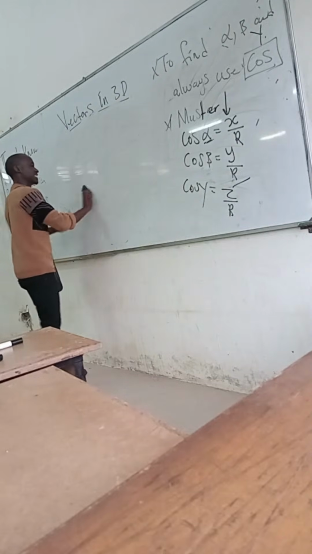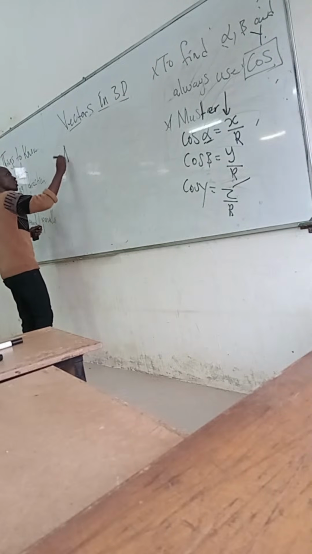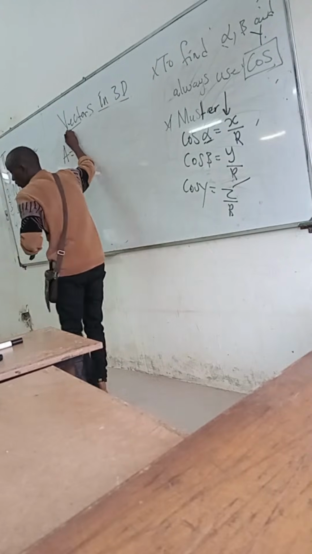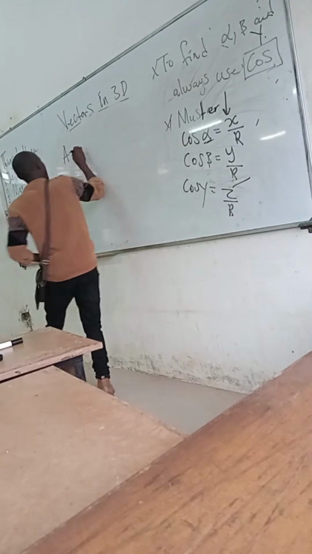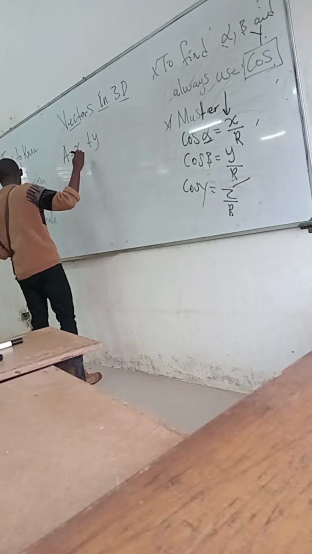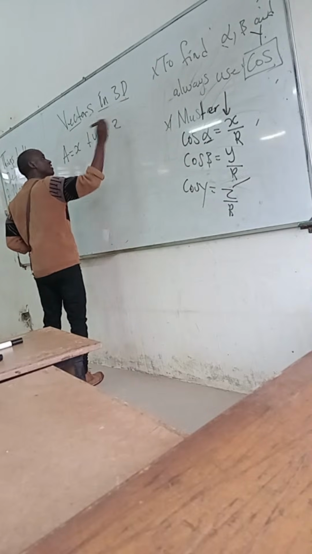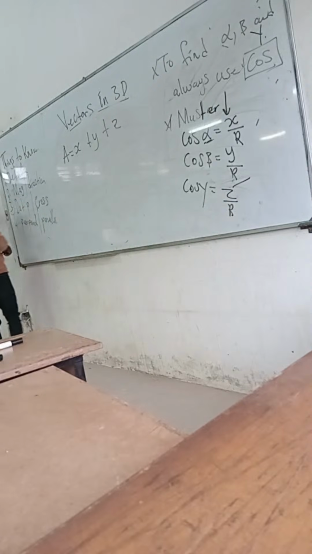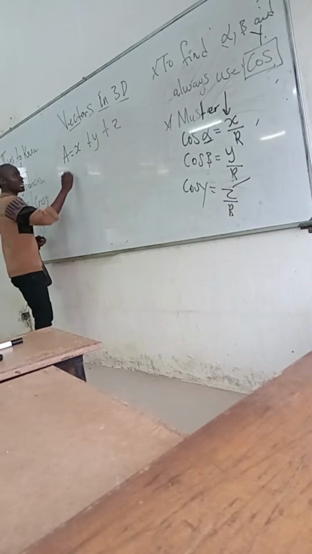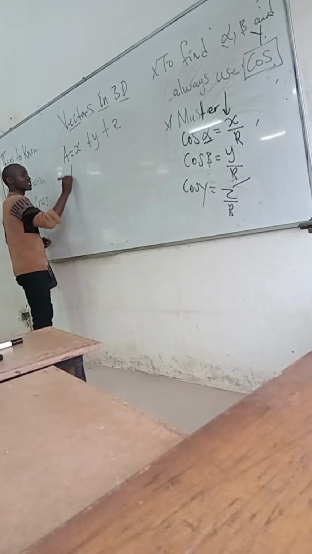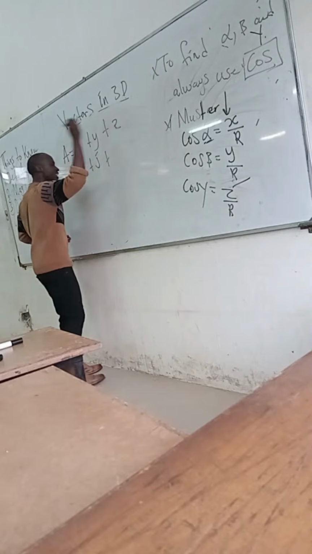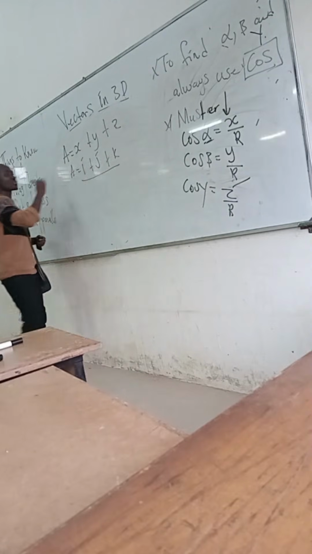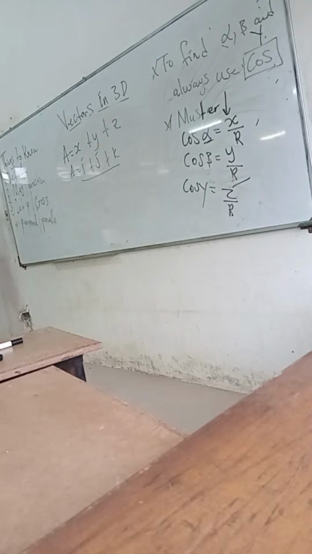Now look at this. Let's say we have vector A. In case you forgot, we are dealing with vectors in 3 dimensions. What does that mean? This vector can have x components, plus y components, plus z components. Where you see x, you see i, plus y, you see j, plus z, you see k. So this is how you write a vector. That's it.